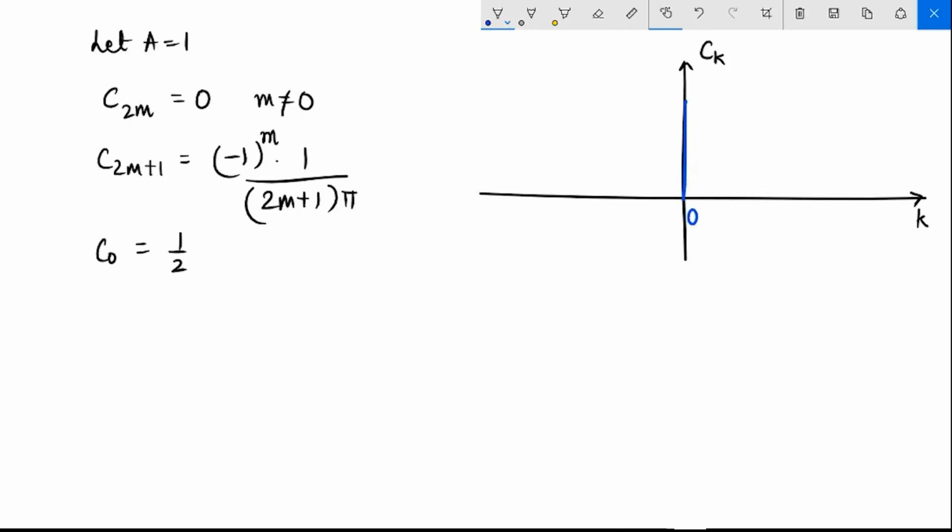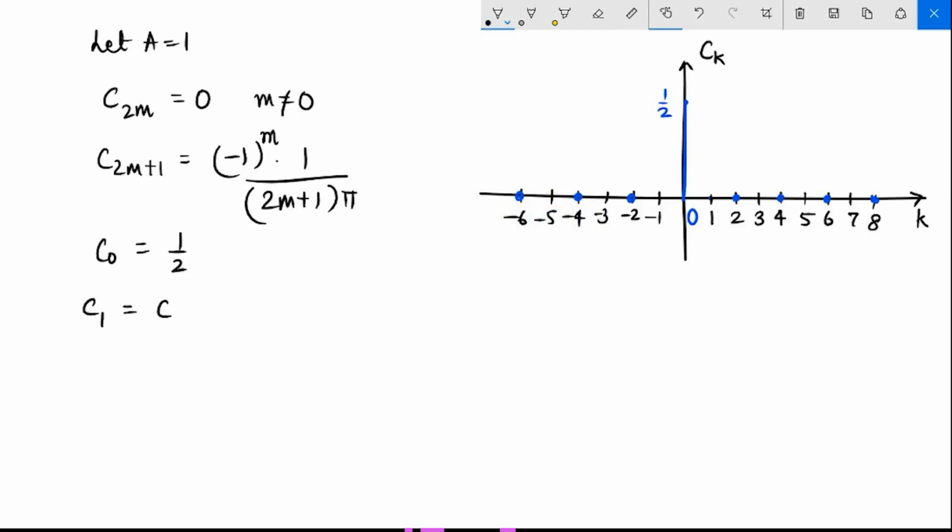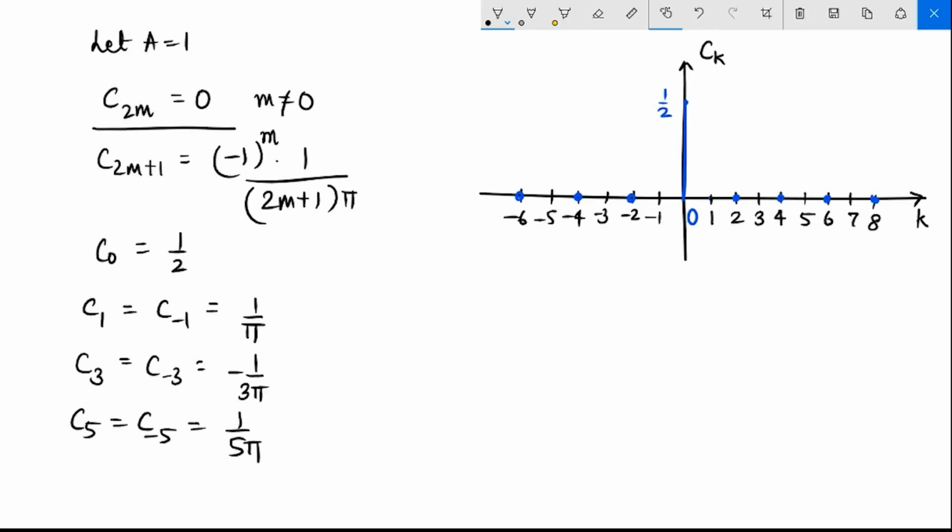For k equal to 0, ck is equal to 1 by 2. For all the even values, coefficients ck are 0. For k equal to 1, C1 is equal to C of minus 1, which is 1 by pi. Similarly, C of 3 is equal to C of minus 3, which is minus 1 upon 3 pi. Similarly, C of 5 is C of minus 5, which is equal to 1 upon 5 pi. And all even coefficients are 0. And the 0th coefficient is 1 by 2.